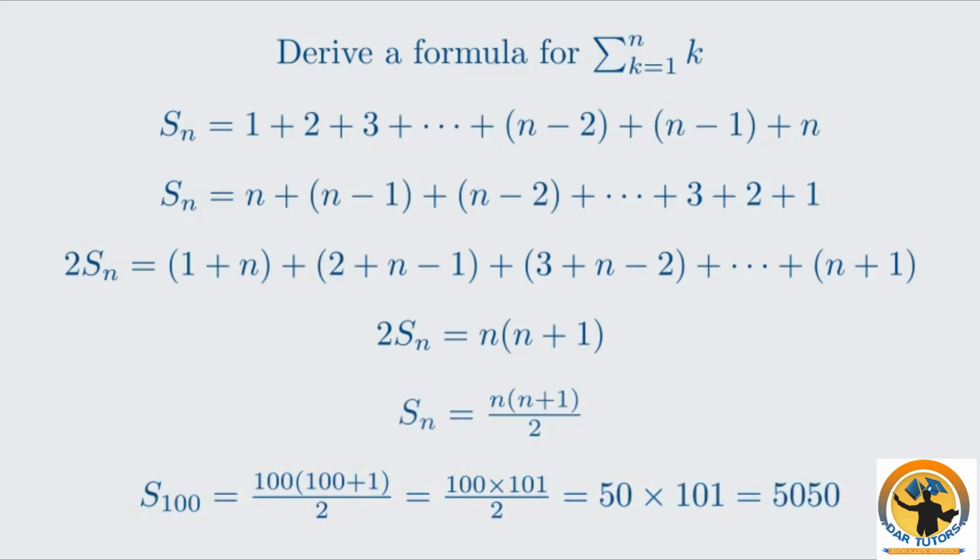To recap, by writing the sum in both forward and reverse order and adding them, we were able to derive a simple and elegant formula for the sum of the first n integers.